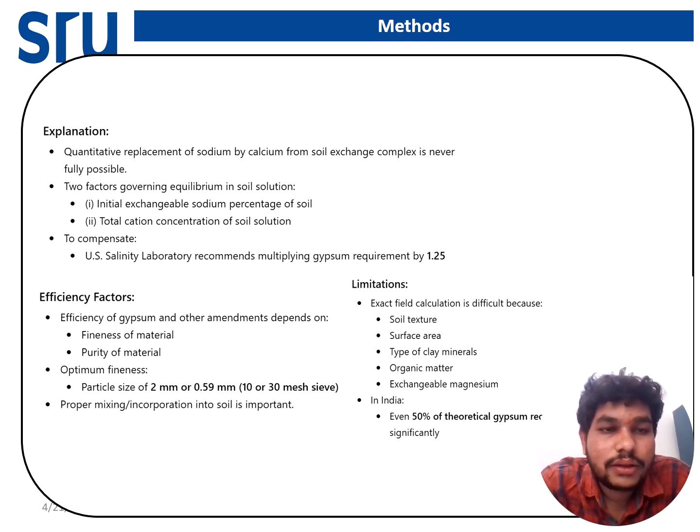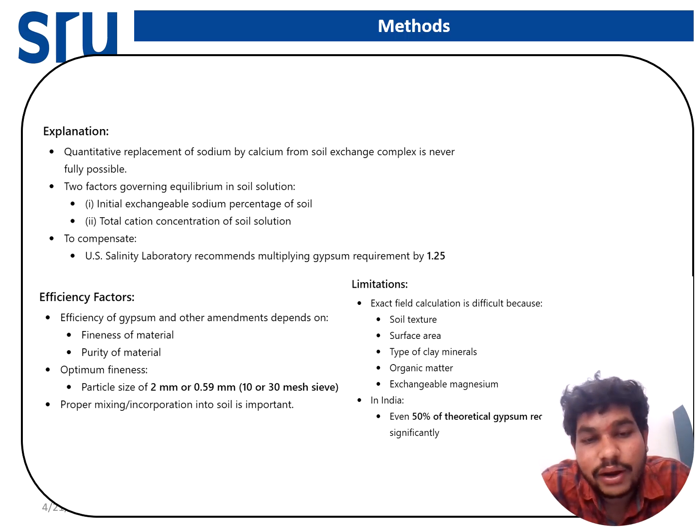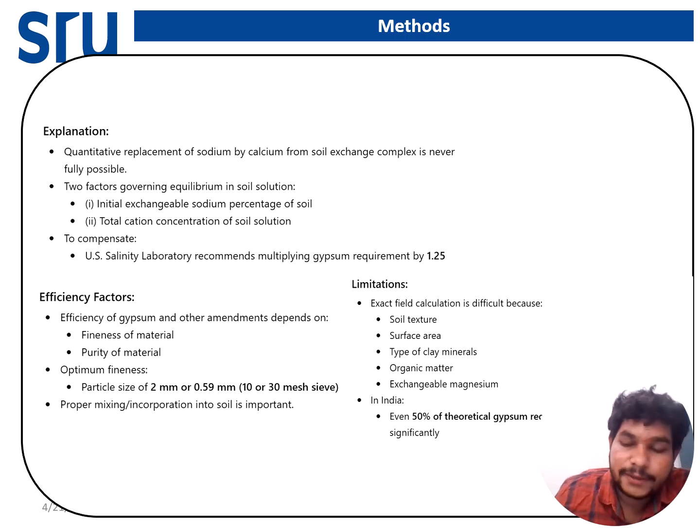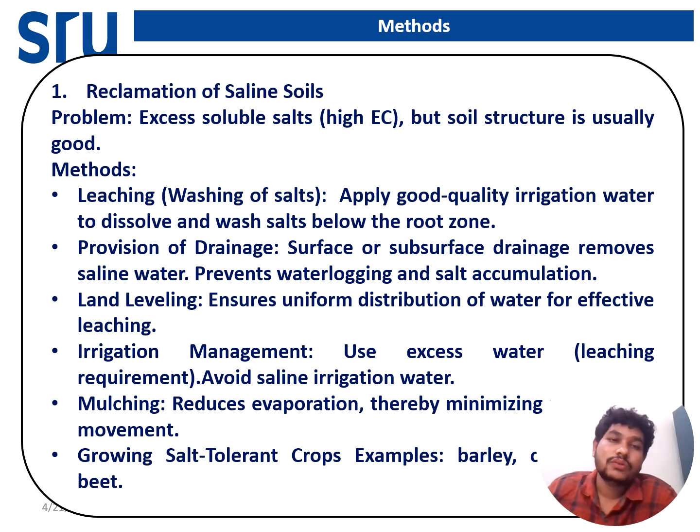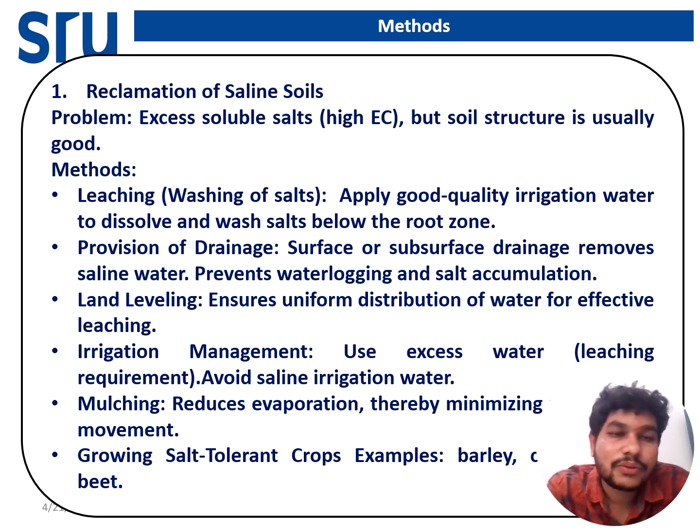What are the factors we have to consider for the gypsum required? That is the efficiency factor. Efficiency of gypsum depends on the fineness and purity. Okay, and what are the limitations we will face for the application of the gypsum requirement? That is the soil texture, surface area, types of clay, how much organic matter, and how much exchangeable magnesium is there.